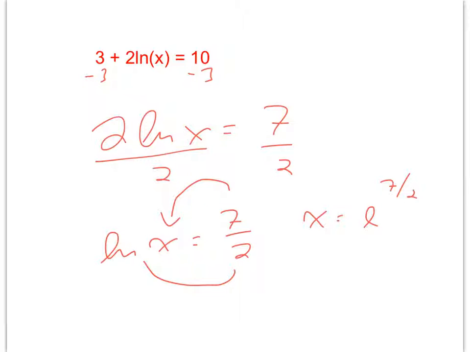Whip out my graphing utility, my magic calculator. I do second ln, I get e to the blank. So I put in 7 divided by 2 into there. Hit enter. And I got x equals 33.11545, or let's say x equals 33.1155, rounded.